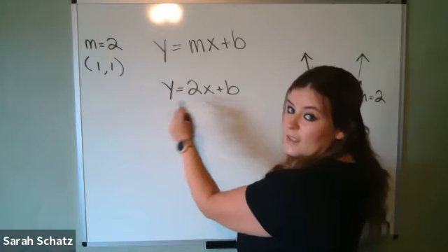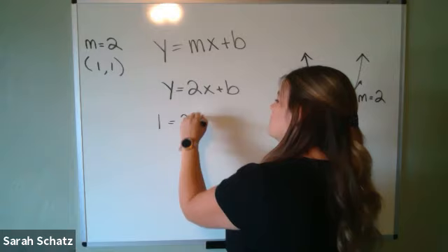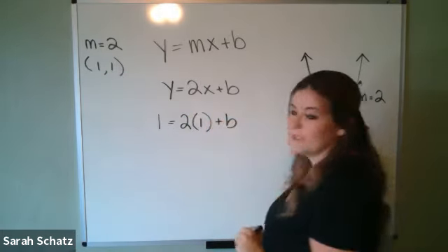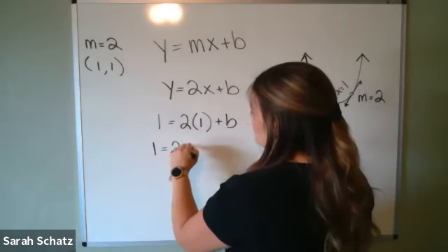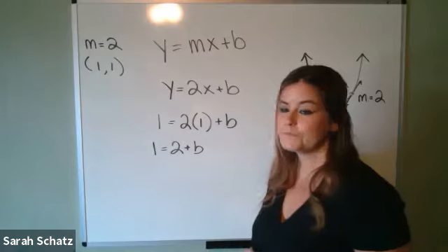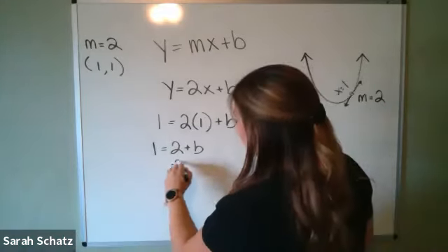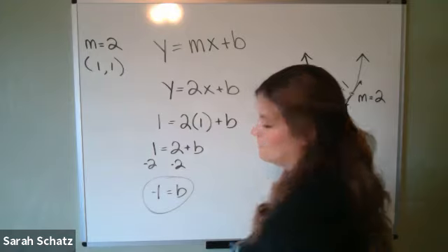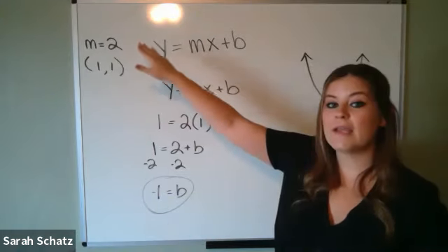Put those here. So y equals 2 times x plus b, and solve for b. So I have 1 equals 2 plus b. Let's subtract 2 from both sides to get b alone. And I get -1 equals b. I have b now, and I already had m.